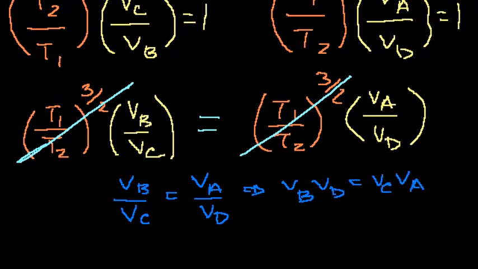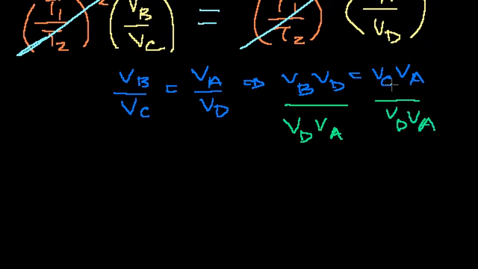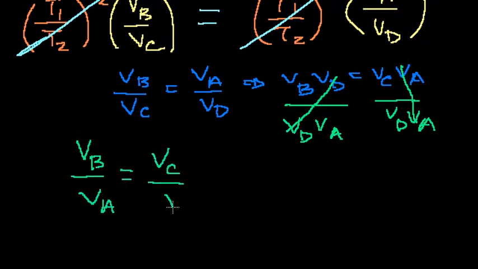Now, let's divide both sides by VD VA. What do we get? These cancel out, and these cancel out. And we are left with VB over VA is equal to VC over VD.